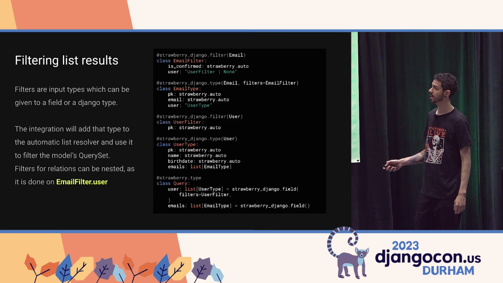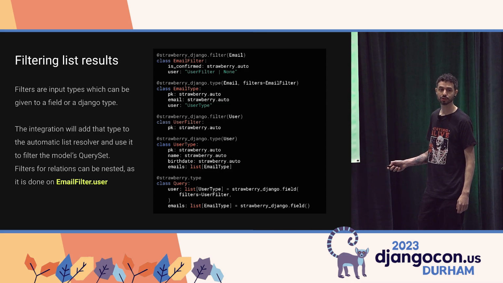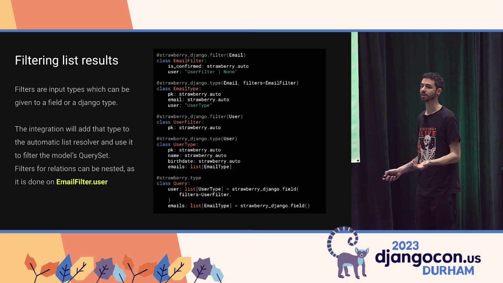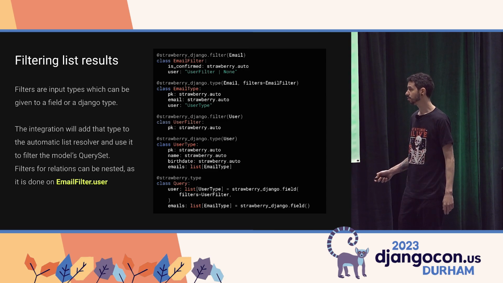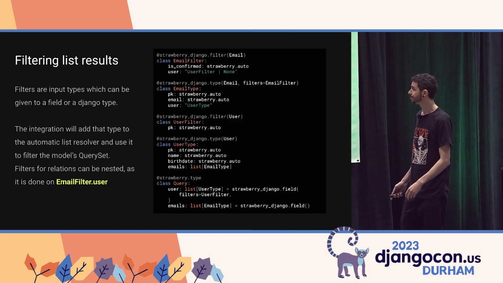In this case, the email type, I am passing the filters to the decorator itself, meaning that everywhere the email type is defined to return as a list, this filter will be inserted. Or for the user, I am passing it directly to the field. So I don't want all lists of users to get the filter injected. So I can choose where I want.